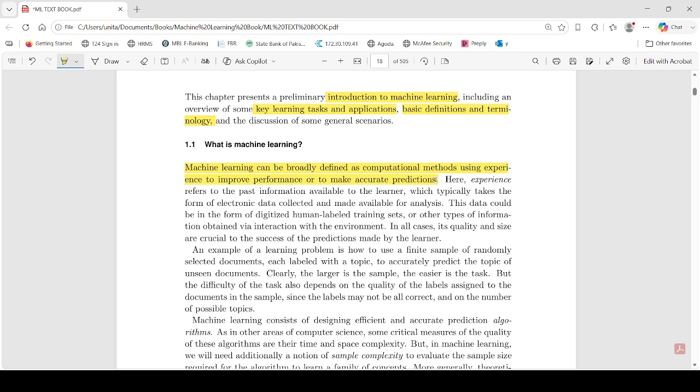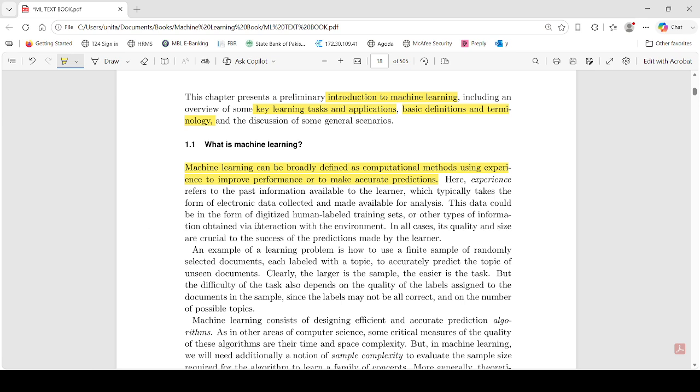But how can we make those predictions? Using some experience. So now the question arises, what is a computational method? It is just algorithms that we write in order to get a solution. Here, experience refers to the past information available to the learner, which typically takes the form of electronic data collected and made available for analysis.